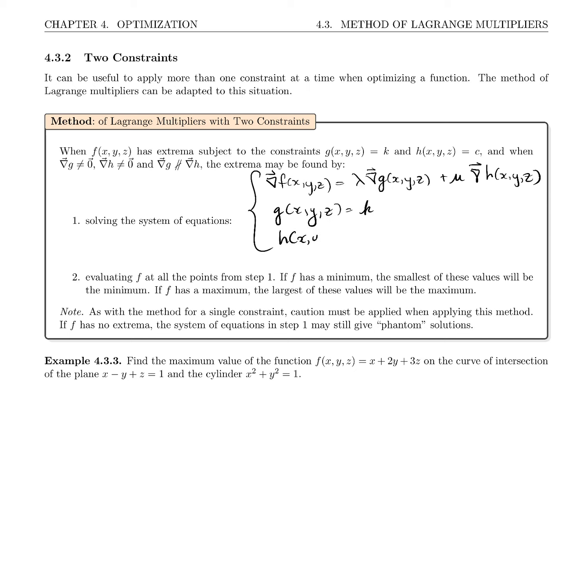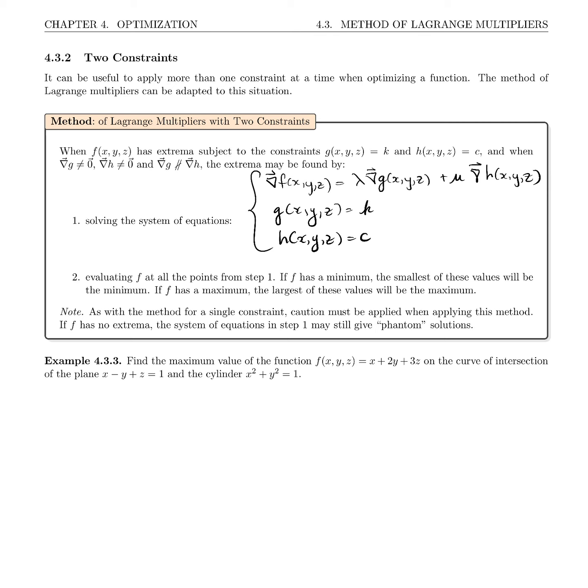Now it should be noted that there are actually 5 equations here, the two constraint equations, and one equation for each of the components of the gradients. There are also 5 unknowns, x, y, z, lambda, and mu. Once we have solved the system of equations, we will evaluate all of the points of our solution in function f, and if f has a minimum, then the smallest value that we get will be that minimum, and if f has a maximum, the largest of those values will be that maximum.